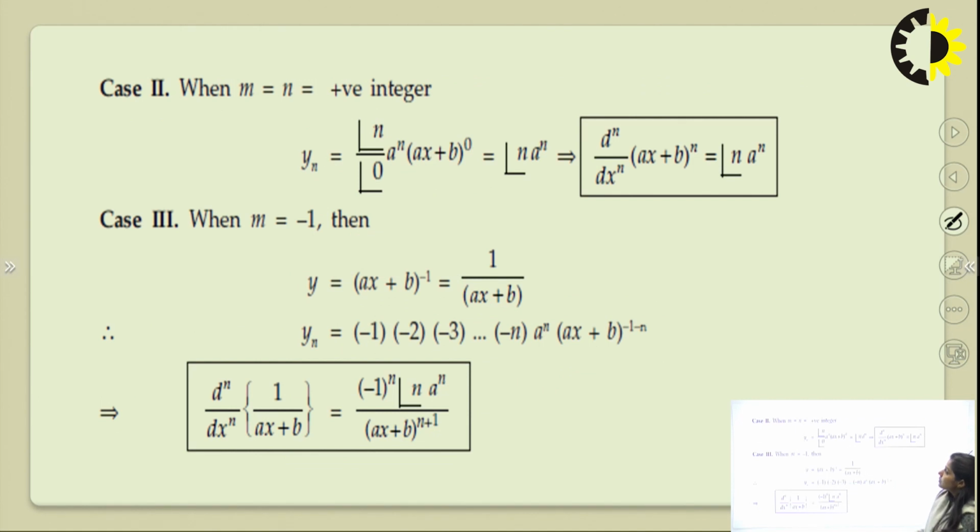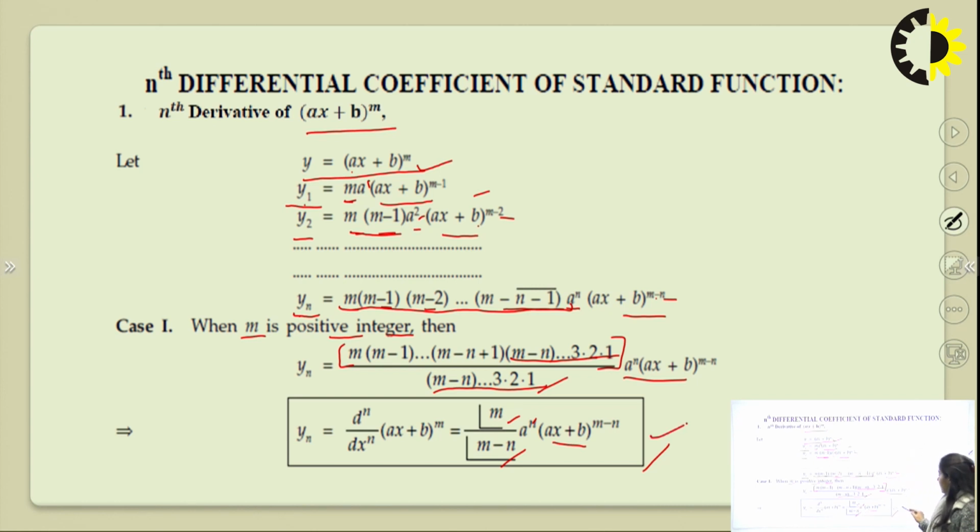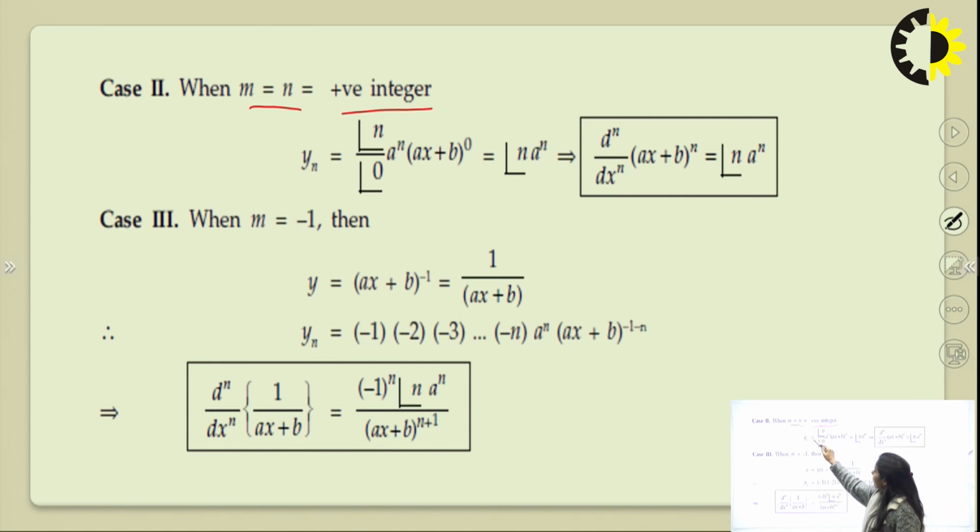Now for the second case, if m is equal to n and m is a positive integer, we will put m equals n in this nth derivative. So yn is equal to factorial n upon factorial 0, a power n, (ax plus b) power 0. We know that factorial 0 is equal to 1 and the zero power of any number is equal to 1. So this is equal to factorial n times a power n.